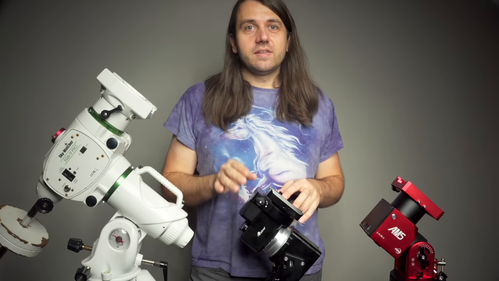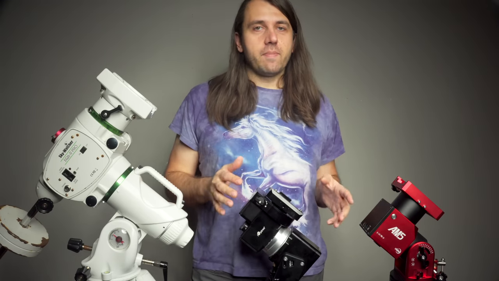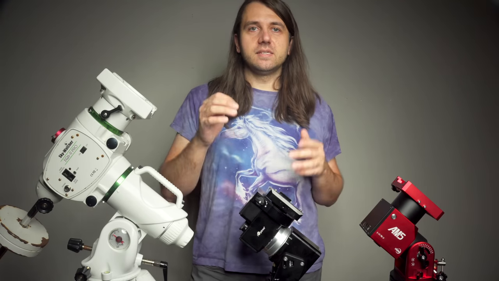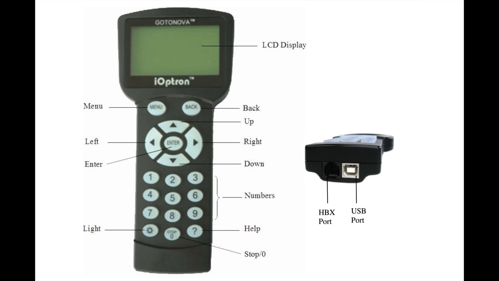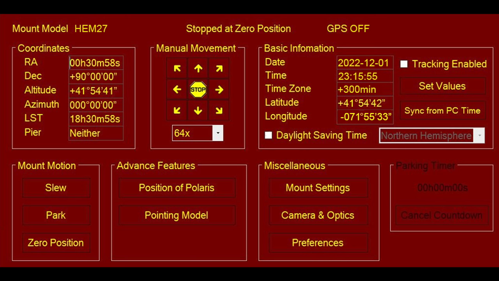The HEM27 doesn't seem to allow one to fully bypass the hand controller. In my testing, it did need to at least be plugged in for the mount to operate correctly. But if you plug a USB cable into the bottom of the hand controller, most things can be done fully from the computer. For instance, in iOptron Commander here, I can sync the date and time from my PC. I can set the latitude and longitude manually and sync those back to the mount. And of course, I can have full control over slewing and parking and all of that from the computer too.